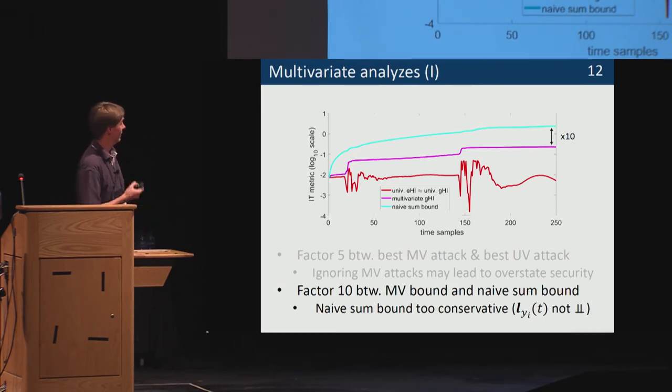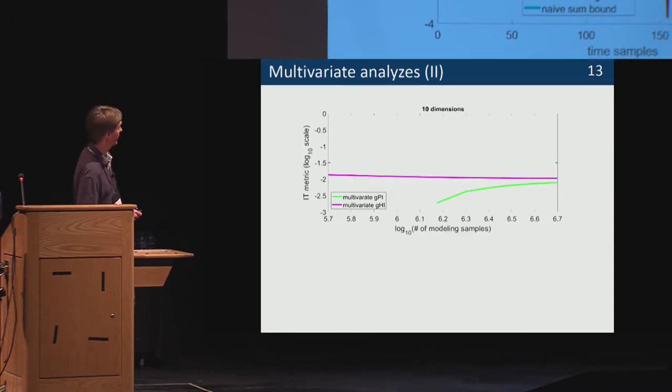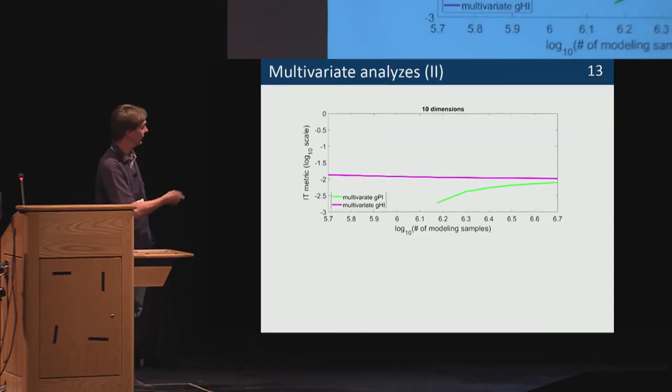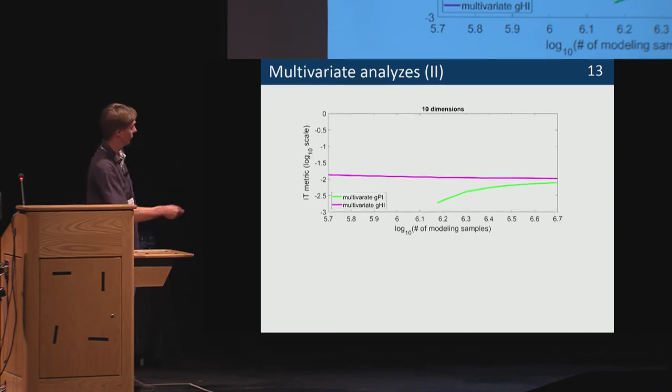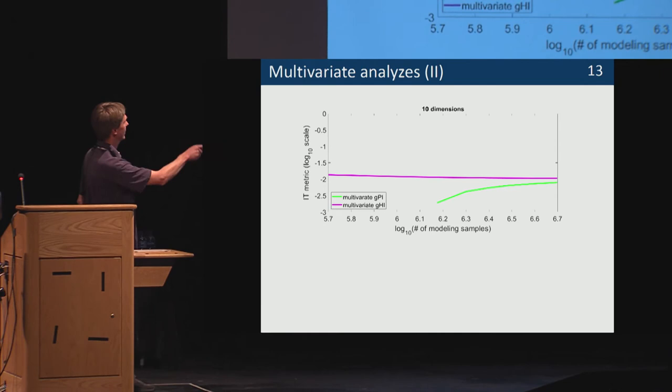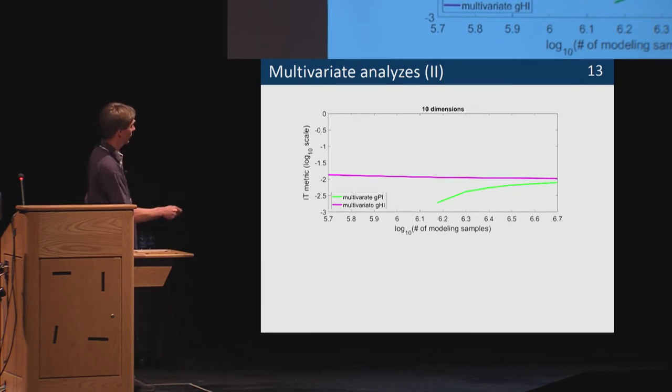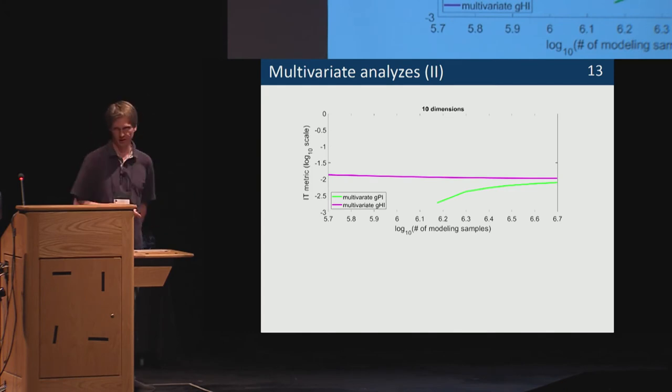And the last thing I would like to show is why the hypothetical information bound is useful in this context. And for this, I again show the convergence plots for the multivariate analysis. So again, number of samples to build the model versus information theoretic metric. This curve is for the hypothetical information, and the green one is for the PI. For 10 dimensions, we are still able to estimate the PI.